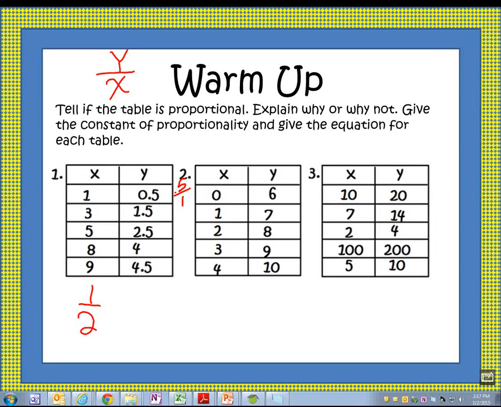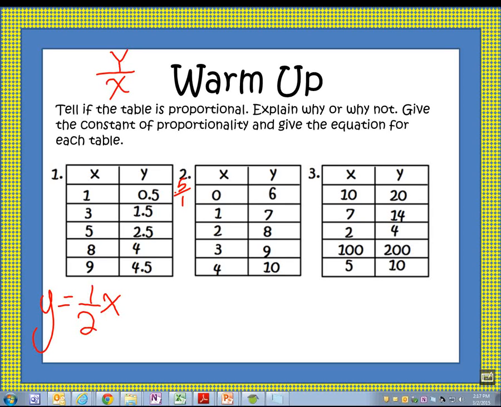Since they all have the same ratio, that means yes, they are proportionate. Do you remember this from Thursday? What about Wednesday? It's all proportionate. Then we have to give the equation for each table. All you need to do is multiply by x, and there's our y. Okay, that one is good.